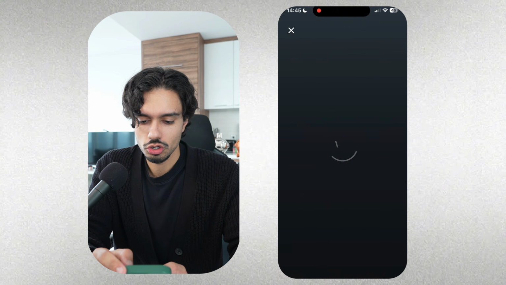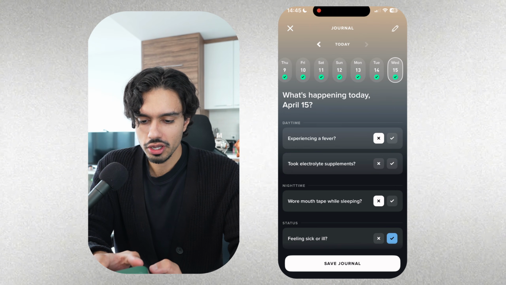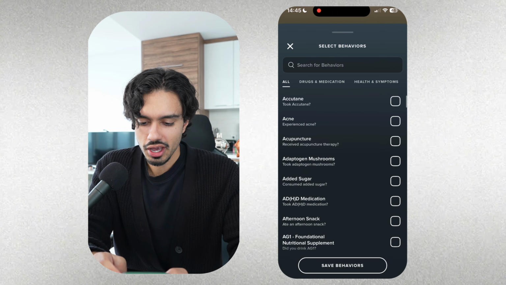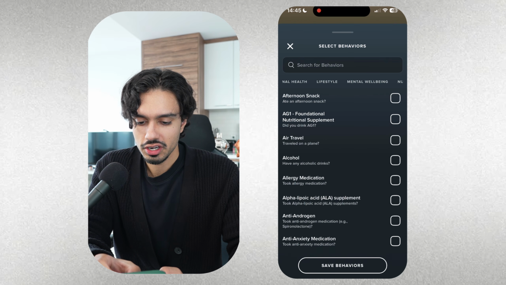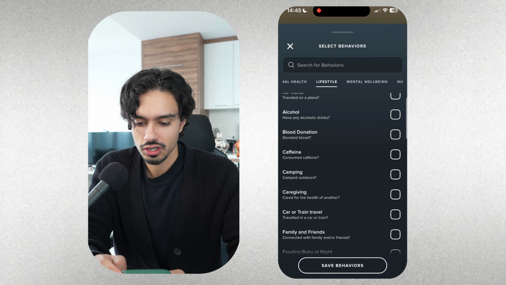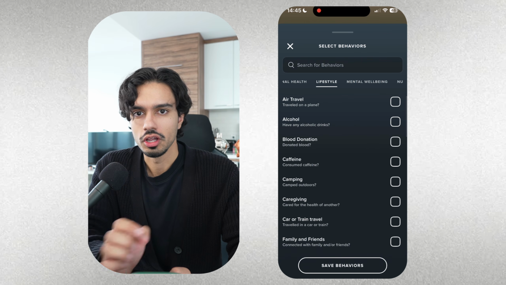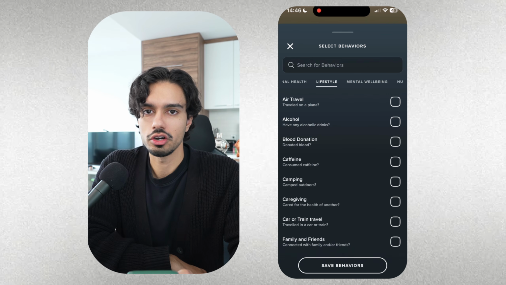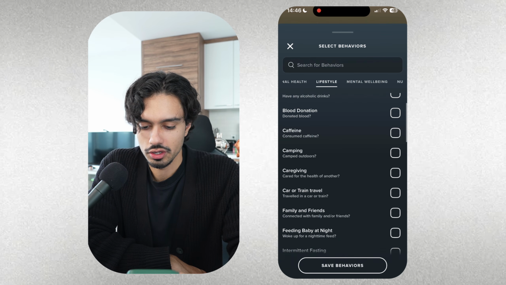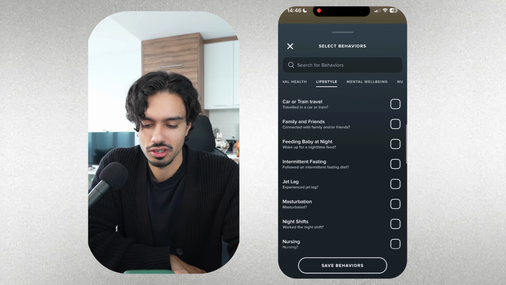So the way to do that is you can open up your journal. In the top right, you can click the pencil icon, and then you can add in different behaviors, drugs, medications, lifestyle changes. Like, did I travel today? Did I drink alcohol? Maybe when I'm drinking caffeine, for example, it's been way harder for me to sleep, so that's an obvious one. When you donate blood, random things, you get the idea, right?